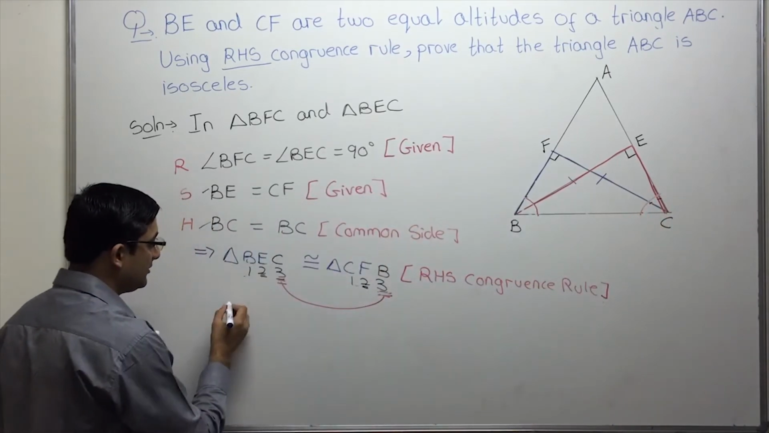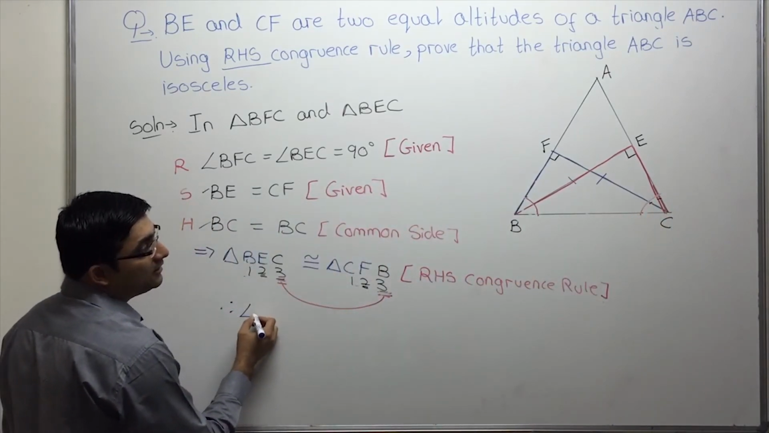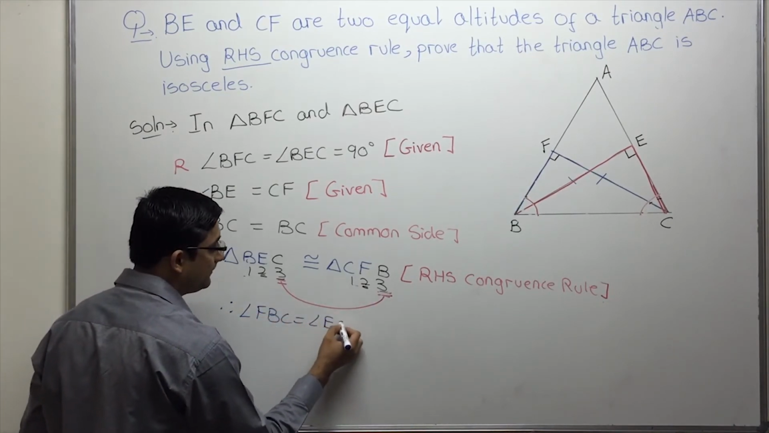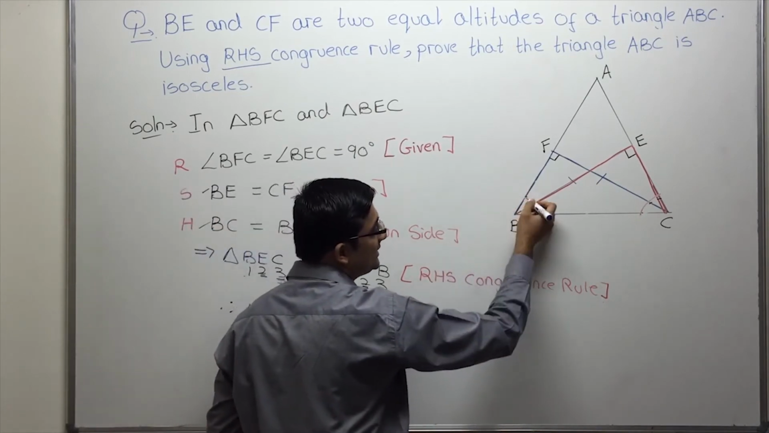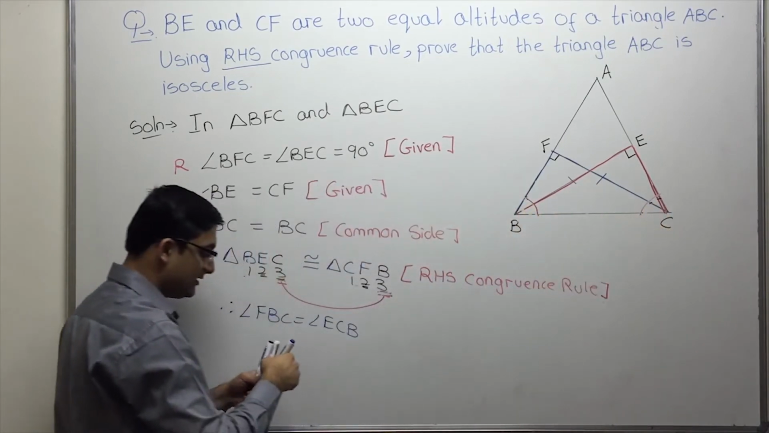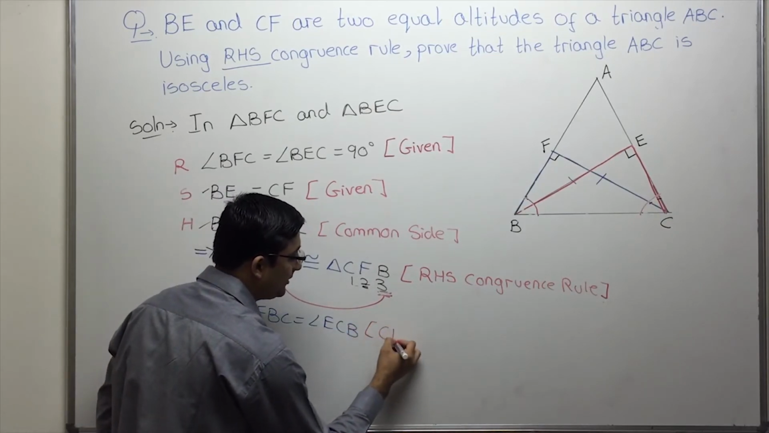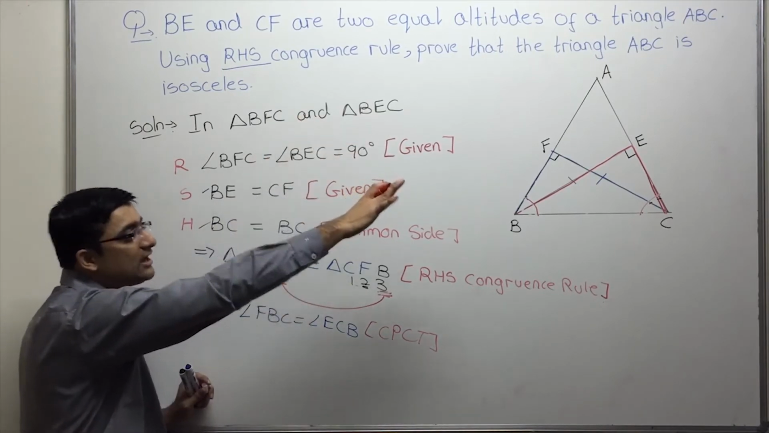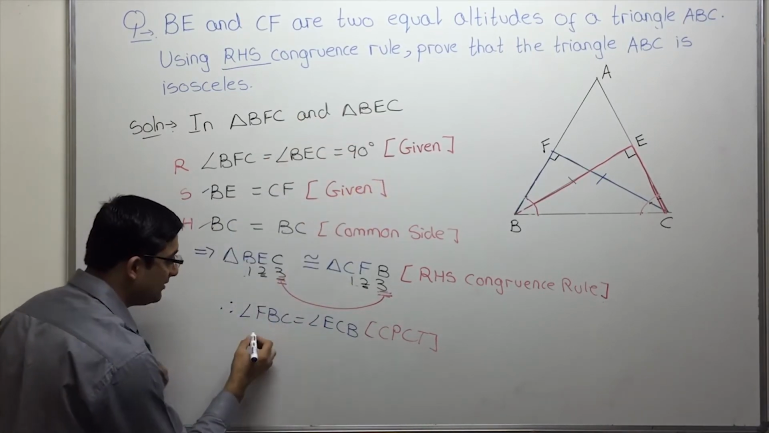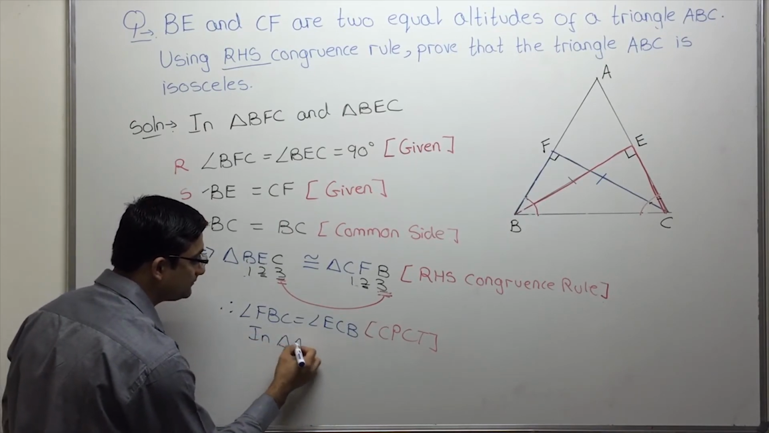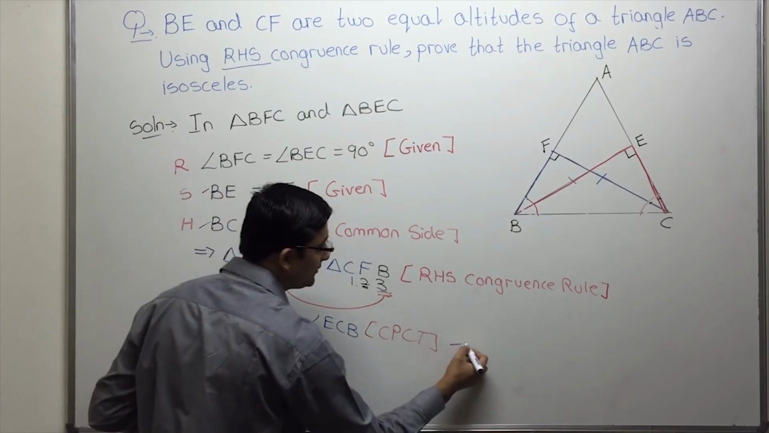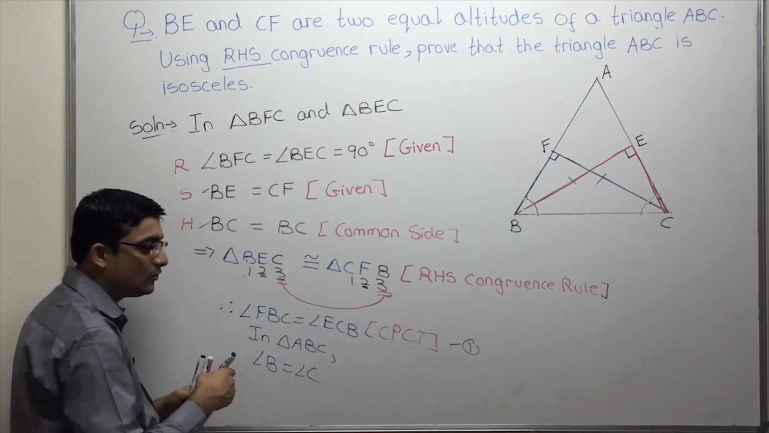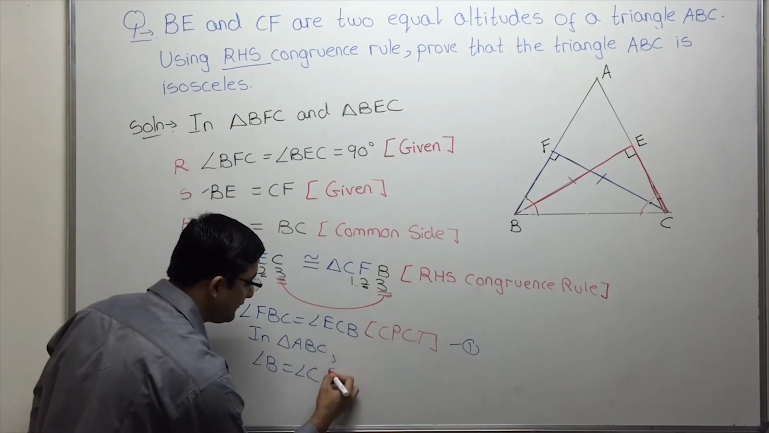So right over here, therefore angle FBC is equal to angle ECB. That is angle FBC, this entire angle, is equal to angle ECB, this entire angle. How? CPCT. Corresponding parts of congruent triangles. Now the moment you get these two angles to be equal, now look in triangle ABC. So basically now I'll say in triangle ABC, we have, let's say I call this over here 1. So in triangle ABC, we have angle B is equal to angle C. Why? We just showed it over here. So I'll say from 1.